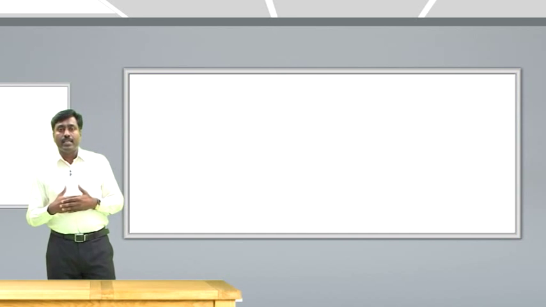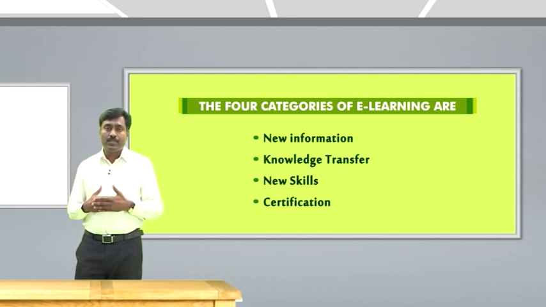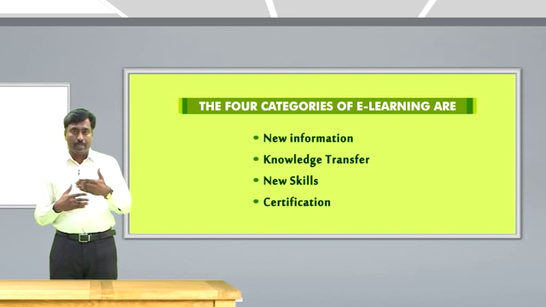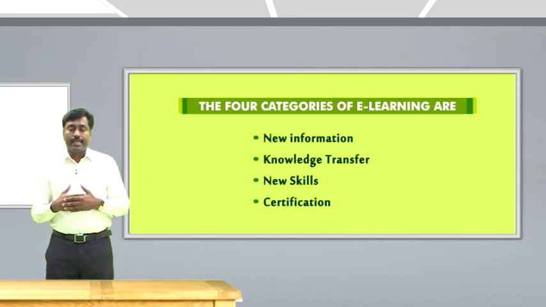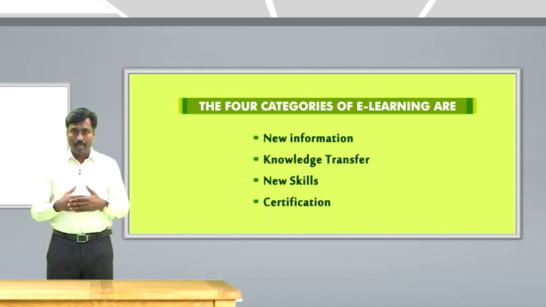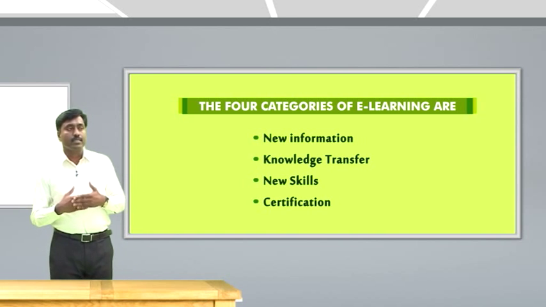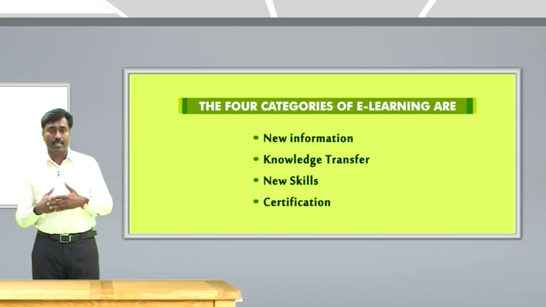The four categories of e-learning are, first, new information. Here students or learners are mostly passive learners and they receive and read the information, which from time to time may be updated. Another type of e-learning is knowledge transfer. Here active learning takes place, and some participation of learners is expected. For example, they need to read and listen and also answer some questions. And another type of e-learning is new skills. Here the learner reads and listens and tries out new skills and assesses his performance at a later stage.